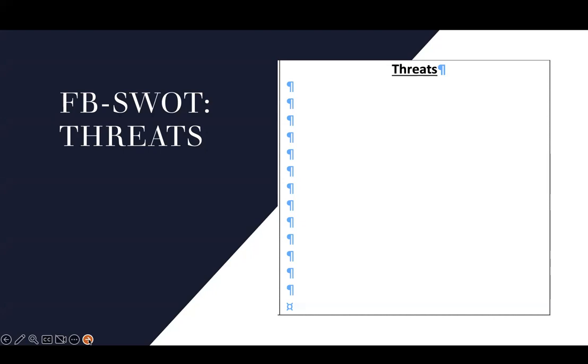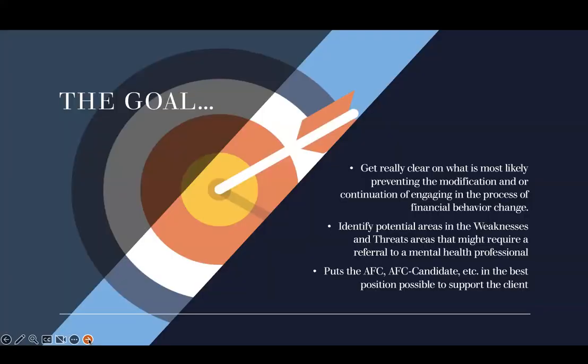And that's how we start getting into blind spots, and we start becoming enmeshed in a client and really beginning to push them a little bit more. But when we look at this from this 360-degree view, now we have a better sense of how I can support them in this. And so the goal really is to get clear on what most likely is preventing the modification or the continuation of engaging in the process of financial behavior change. We want people to get on this thing.